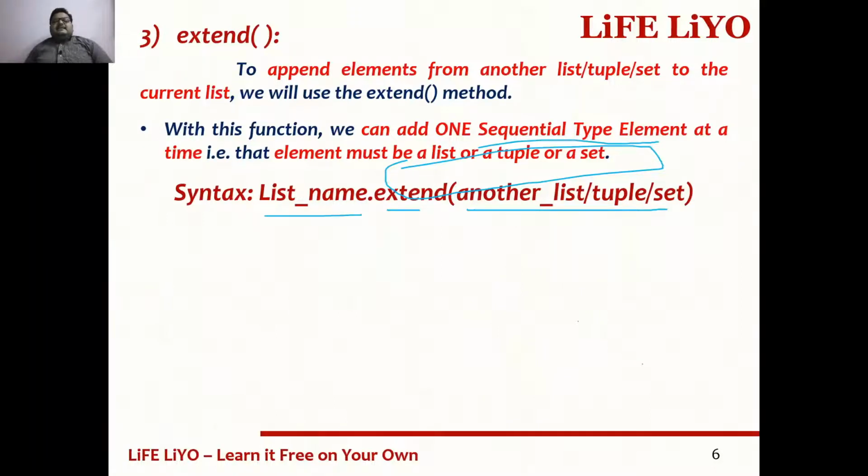So what does extend mean? If I have a list with 10 elements named x, and another list named y with 10 elements, and I say x dot extend of y, then x is going to be extended from its original with the y elements. That is, x is going to have 20 elements now. Now let us look into the example.